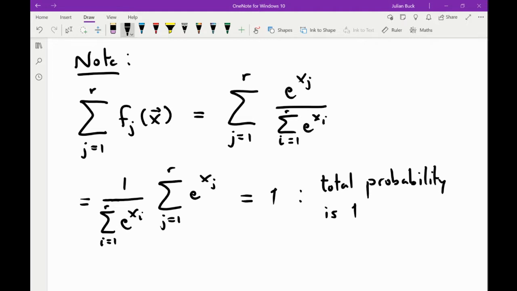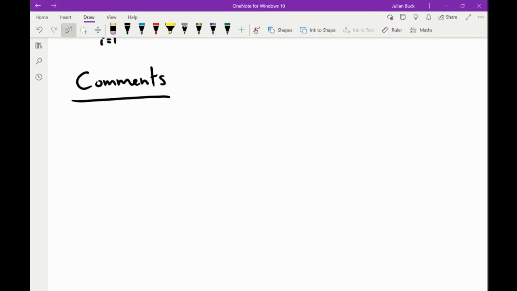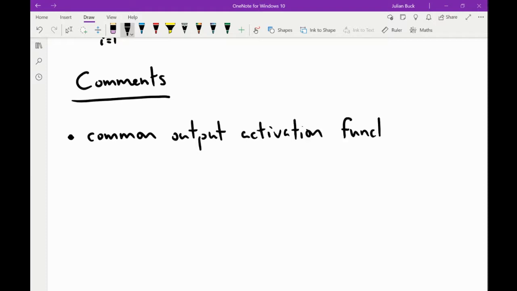All right, so let's just make some comments about the activation functions that we've talked about so far. Some of this we've already remarked on as we went through. We'll write some of it down now. Okay, what are some common activation function conventions for outputs? So we often use a different choice of activation function in the output layer than in the hidden layer.